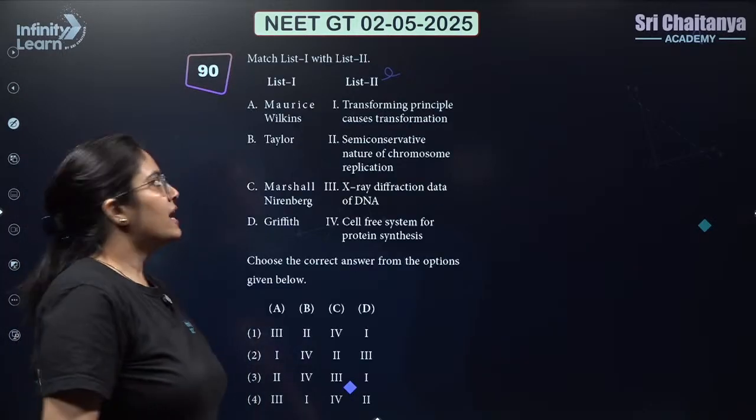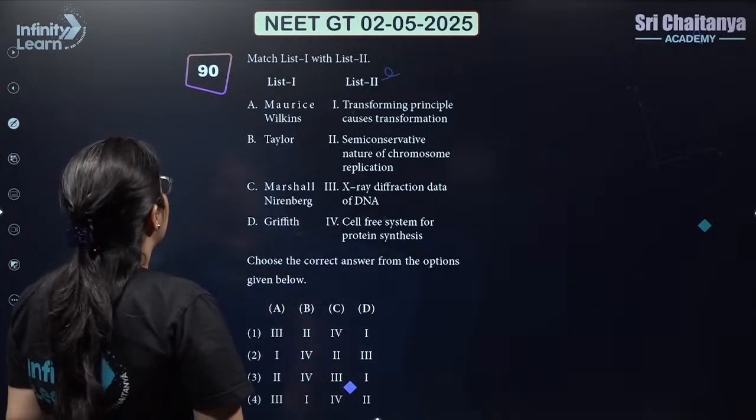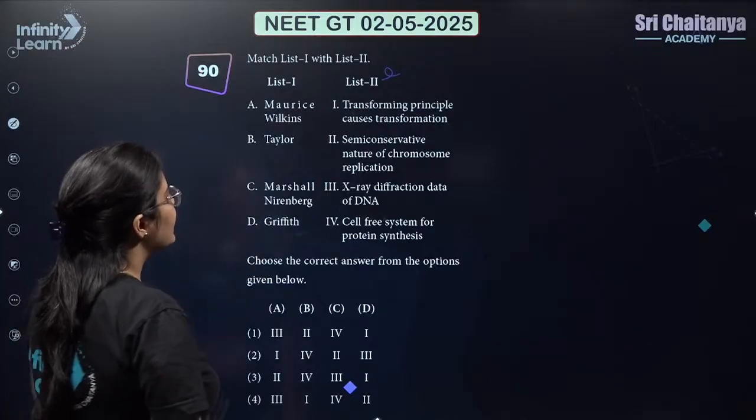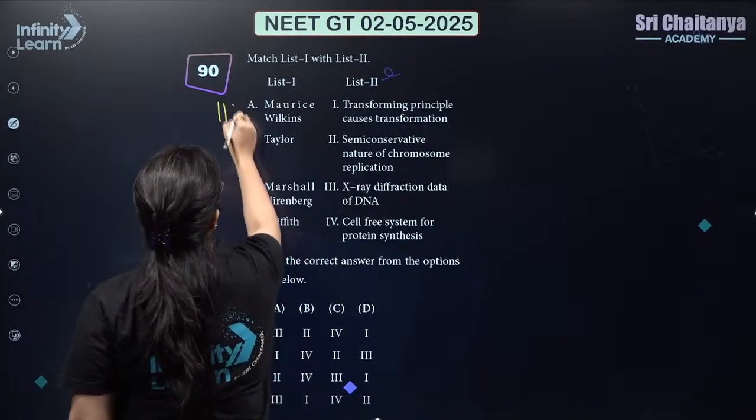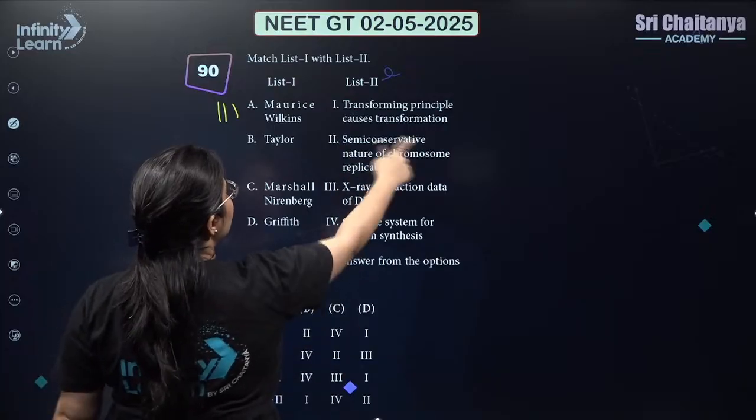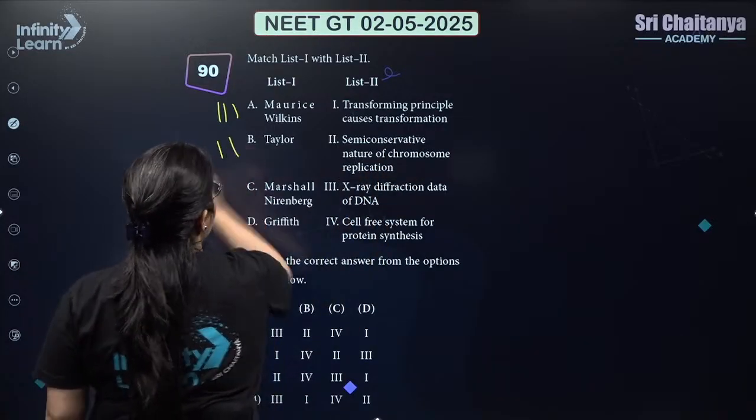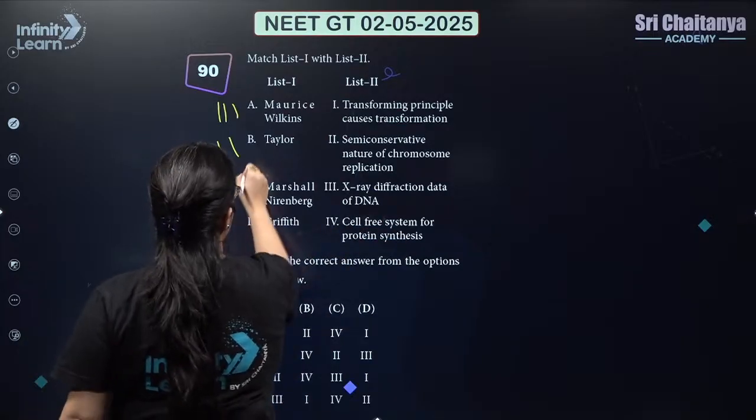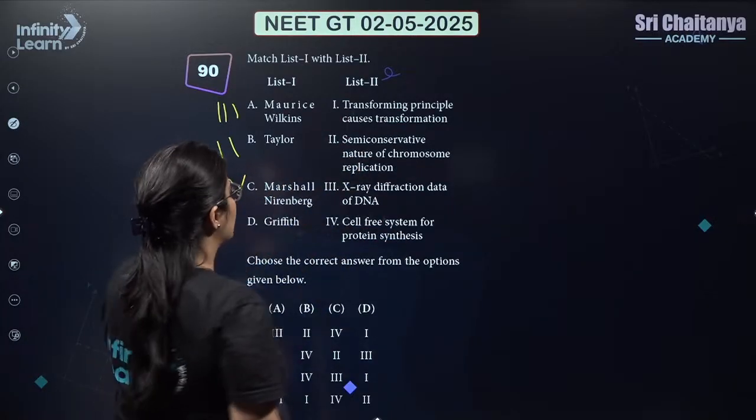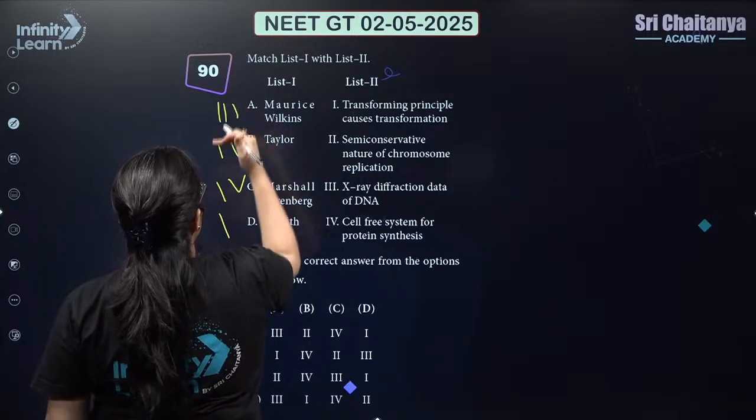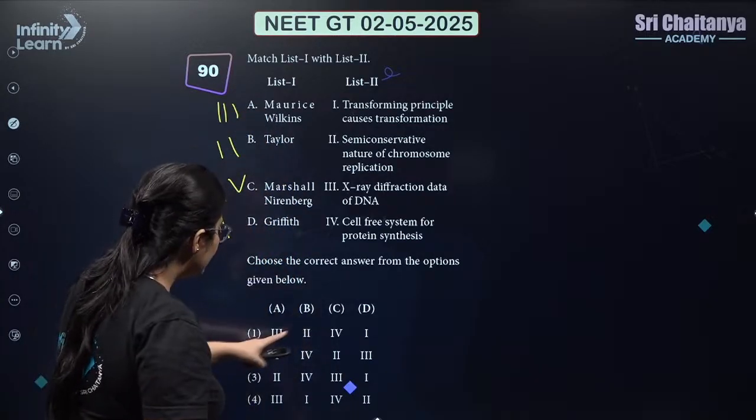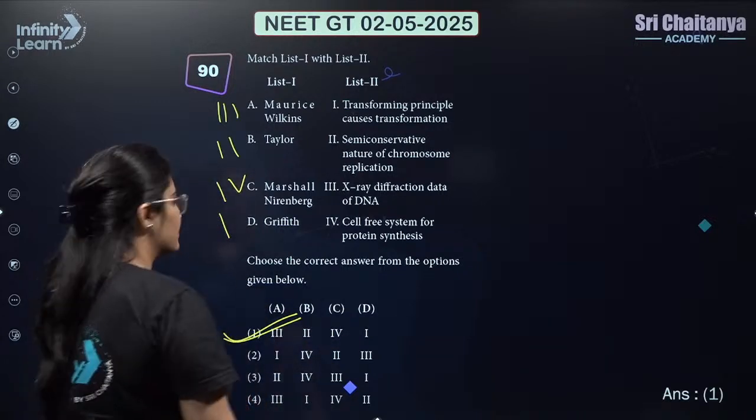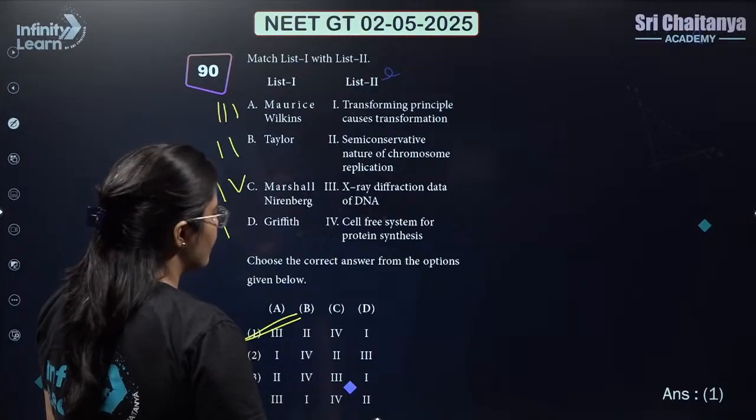Now we will be taking the last question here. Match list 1 with list 2. Morris-Wilkins, X-ray diffraction data of DNA. Taylor, semi-conservative nature of chromosome replication. Marshall Nirenberg, cell-free system for protein synthesis. 4. Griffith, transforming principle causes transformation. 1. So 3, 2, 4 and 1. So 1 should be your right answer.